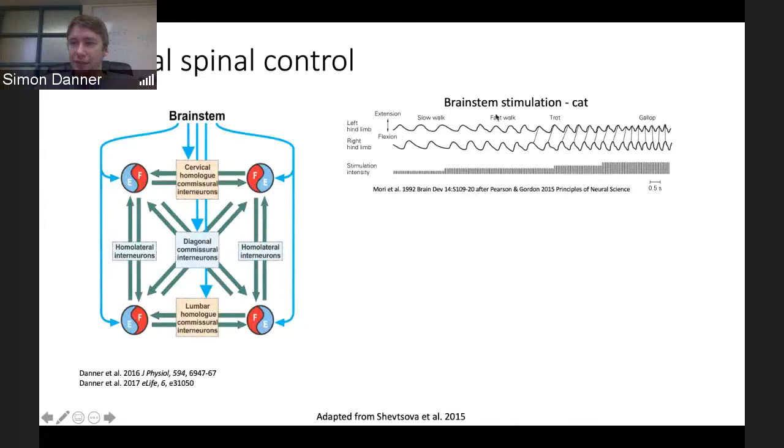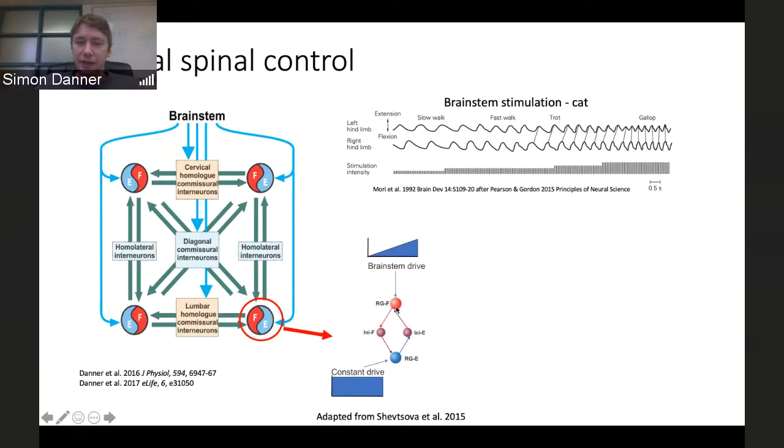So this is the idea from the brainstem stimulation, like in the decerebrate cat, where the increased stimulation causes an increase in the locomotor speed. Here you can see, I think, the hip angles and the change in gait. So now let's start from the beginning. Let's see how we model this rhythm generator.